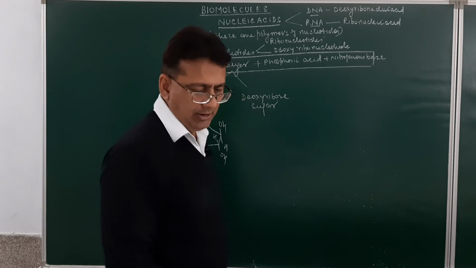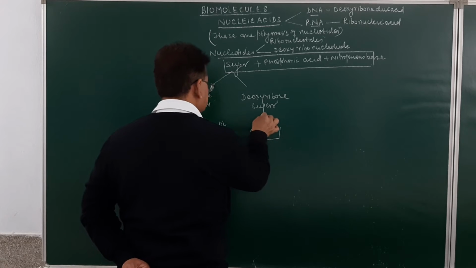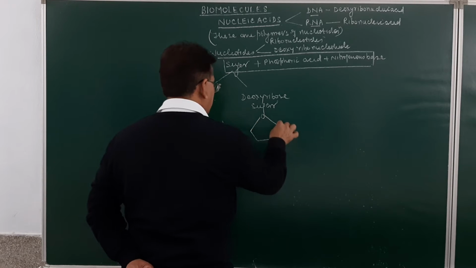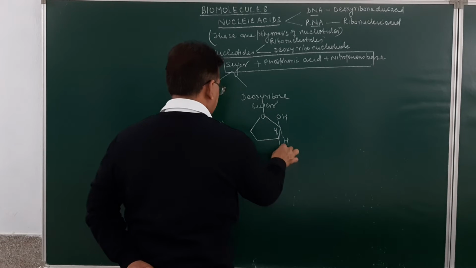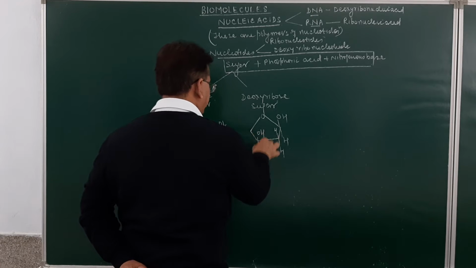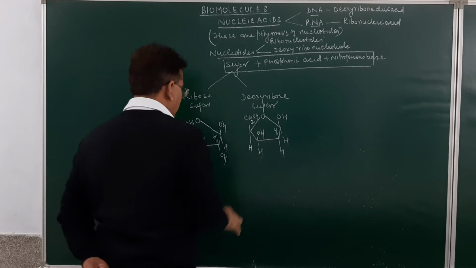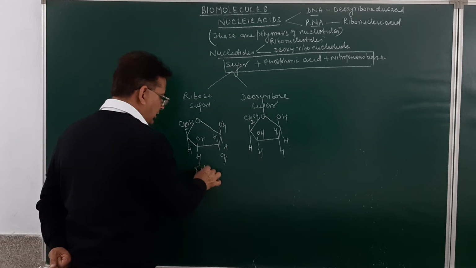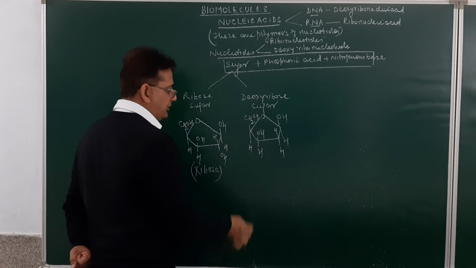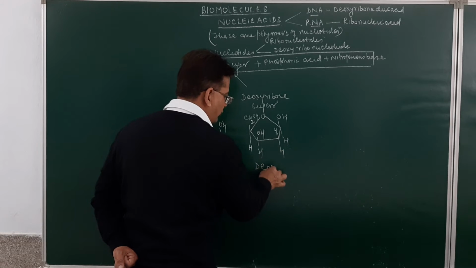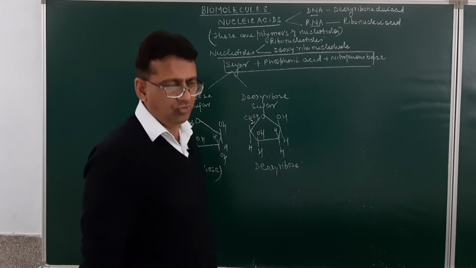If I make deoxyribose sugar, the structure will be this. This will be deoxyribose sugar, H, H. This will be H and H. This will be again OH, H. So this will be CH2OH and this will be H. You may see the difference. On the carbon number 2, oxygen is removed. So this will be a deoxyribose. So we have a ribose sugar as well as the deoxyribose sugar.